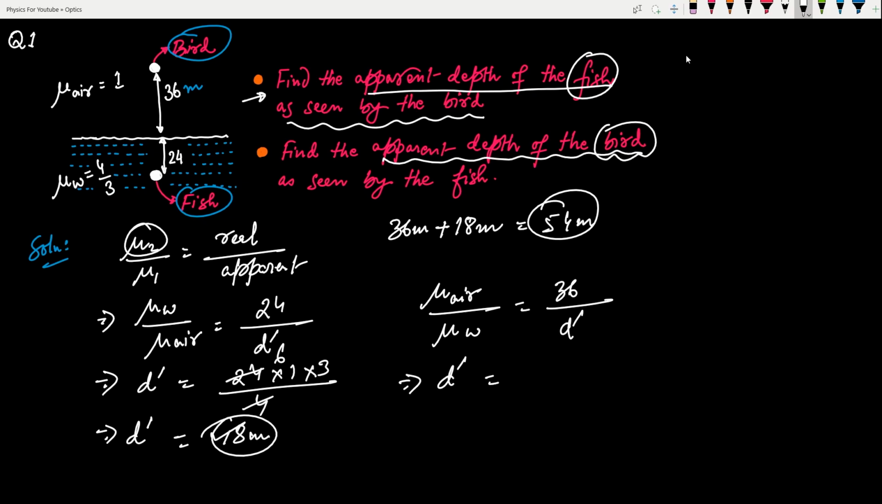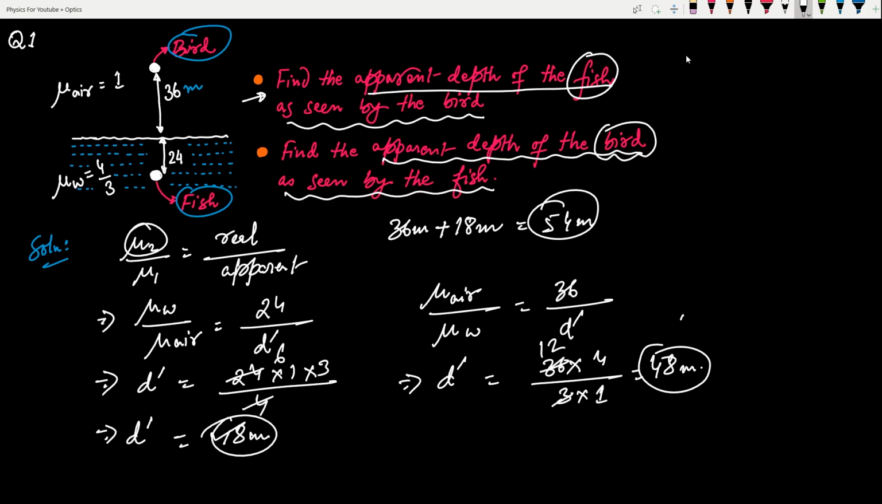So d dash will be 36 into mu of water. Mu of water is 4 by 3 and that of air is 1. If you just solve it, it's very easy: 12 and 48. So the apparent depth is 48 meter, but don't take this as the correct answer because it says to find the apparent depth of the bird as seen by the fish.